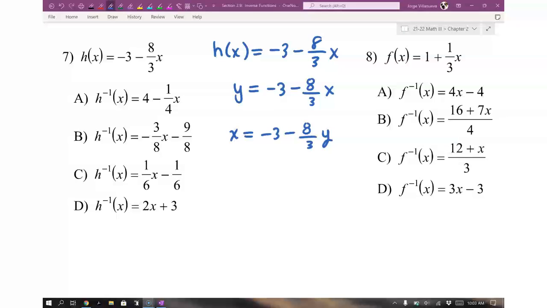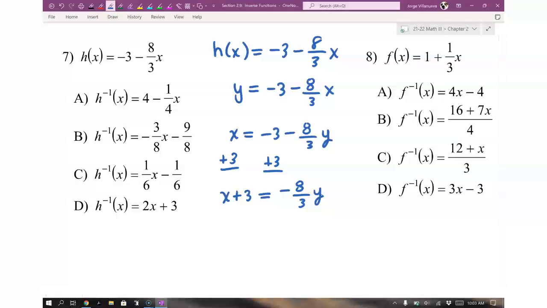So first thing we're going to do is add 3 to both sides. Okay? So x plus 3 equals negative 8/3 y. Okay? And now we got to get rid of that negative 8/3.